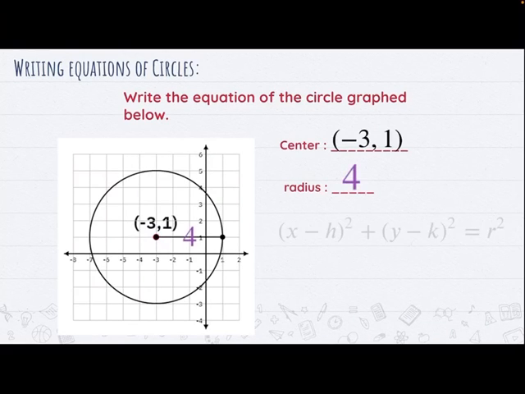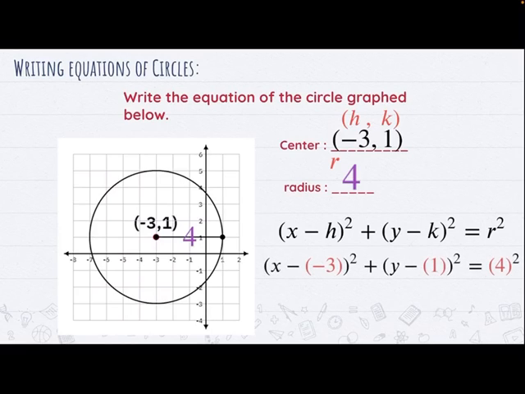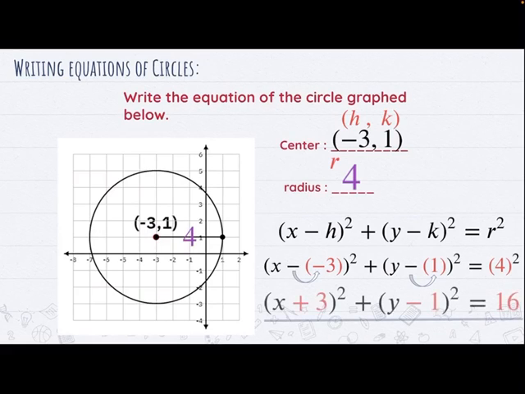So again, we start with our standard form equation, and we're going to plug our h, k and our r into the equation. Whenever I plugged in those values, I used parentheses because now I have to pay attention to the signs. x minus a negative 3 becomes x plus 3. y minus a positive 1 becomes y minus 1. And 4 squared becomes 16.